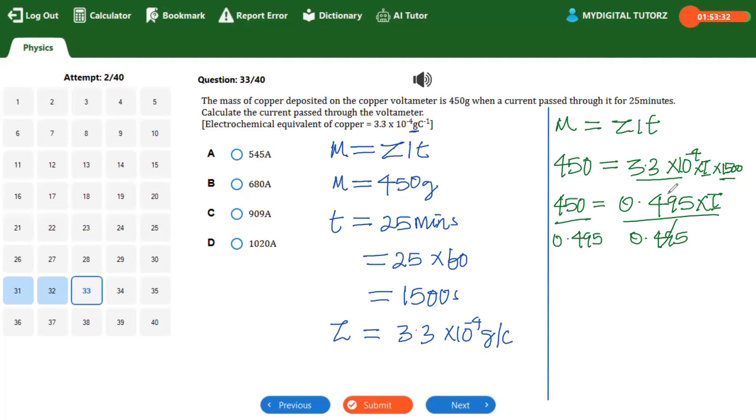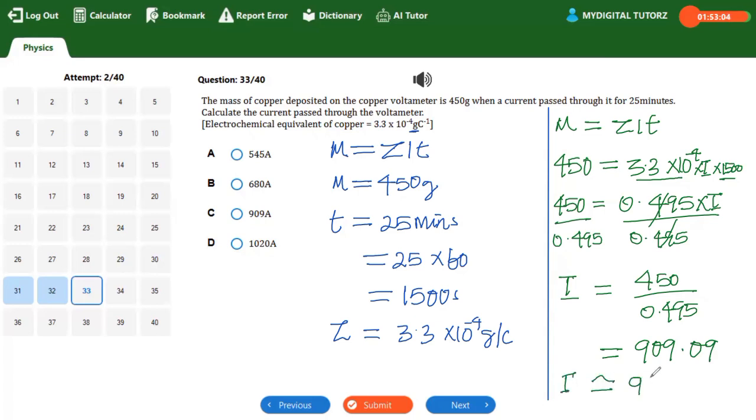0.495. This one will go with this one. I'll be left with I, which is equal to 450 divided by 0.495. And when I do that, 450 divided by 0.495 will give us 909.09. So I is approximately 909 amps. Are we clear? So that is about question 33. So question 33, the answer is 909.